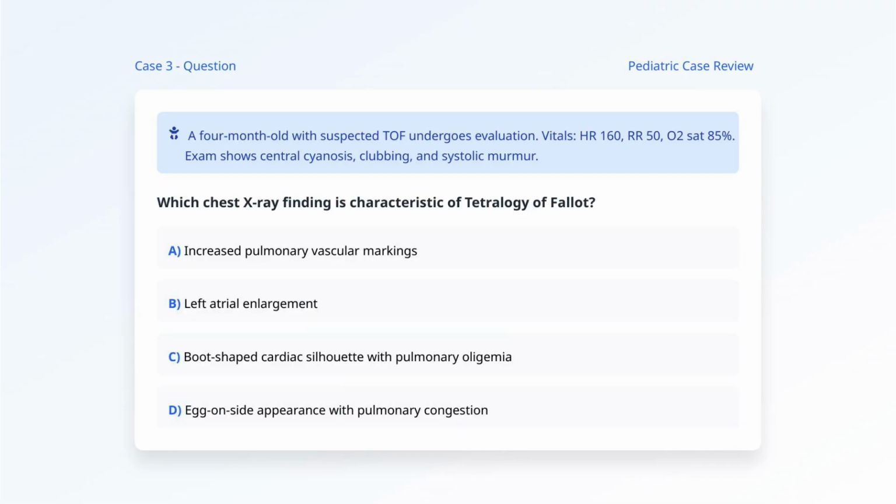Our third case involves a 4-month-old with suspected TOF undergoing evaluation. Vitals show heart rate 160, respiratory rate 50, oxygen saturation 85%. Examination reveals central cyanosis, clubbing, and a systolic murmur. Which chest X-ray finding is characteristic of Tetralogy of Fallot? Is it A. Increased pulmonary vascular markings, B. Left atrial enlargement, C. Boot-shaped cardiac silhouette with pulmonary oligemia, or D. Egg-on-side appearance with pulmonary congestion?